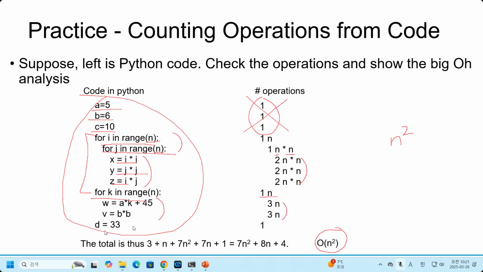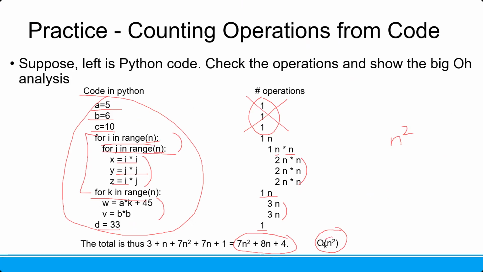The last one is only a simple equation. You can calculate like this one, but sometimes you don't need this. At the end, you just need the n power of 2. So we got this as O(n^2).